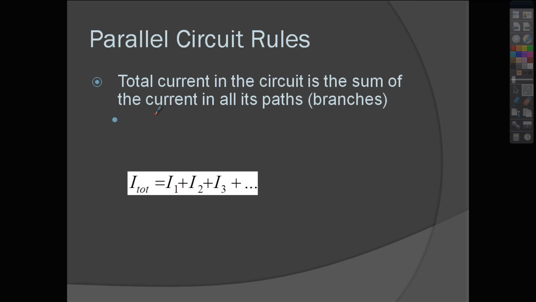And this guy should be up here. I think it's okay on your notes. So the equation for this is the total current equals the first current plus the second current plus the third current. So the current in each branch, you're going to add them all up to get the total current.